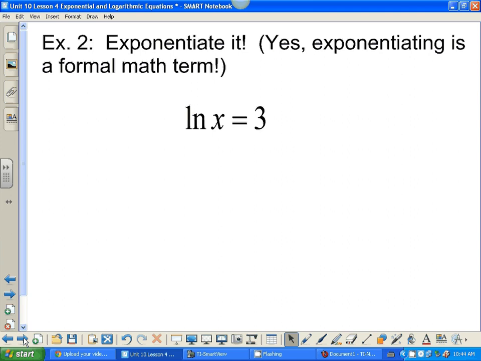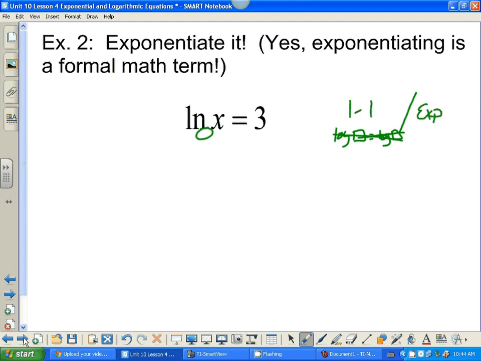All right, so here I have the natural log of x equals 3, and I have two strategies. I can use the one-to-one, or I can exponentiate, okay? And that is a formal math term. I'm not going to use the one-to-one because in order to use the one-to-one, you're going to have the log of stuff is equal to the log of stuff, and I don't have a log on each side here. So in order to exponentiate, that's exactly what you do. You rewrite it in exponential form.